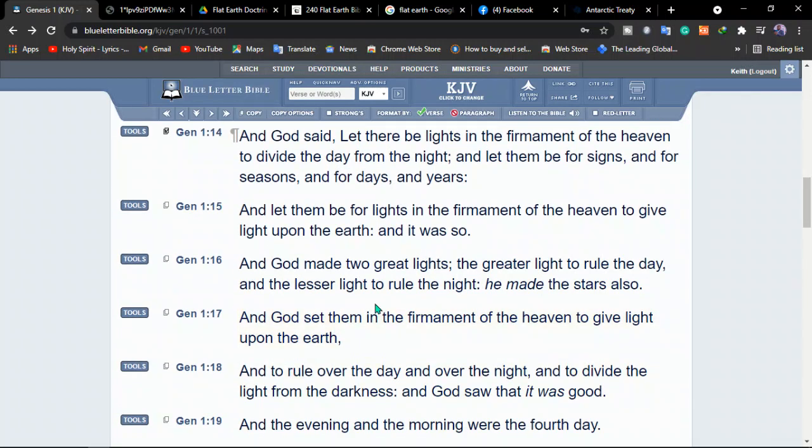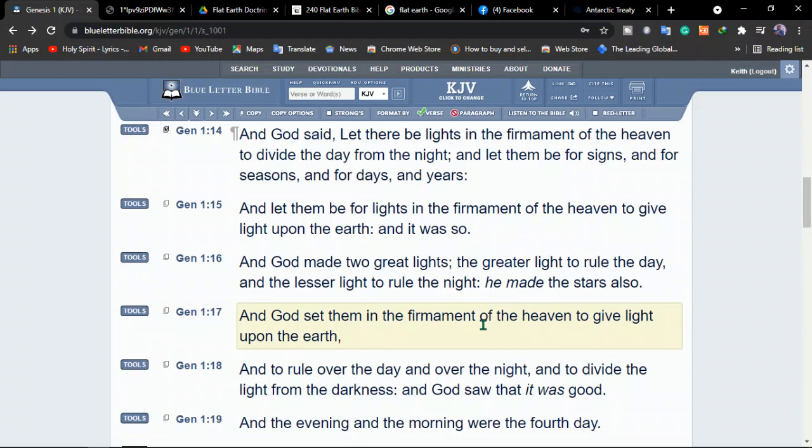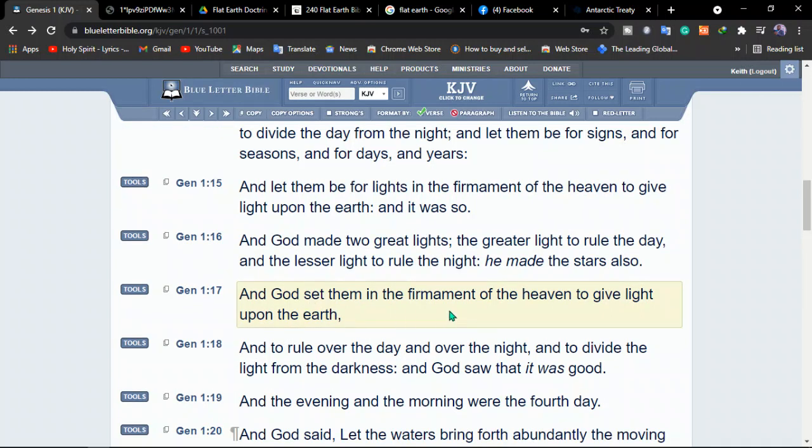And God made two great lights, the greater light to rule the day and the lesser light to rule the night. He made the stars also. You see, two great lights, the sun and the moon. The sun to rule the day and the moon to rule the night. And he made the stars also. It's like God is saying, I'm just throwing the stars there also to beautify the place. And God set them in the firmament of the heaven to give light upon the earth. Where did God set all those lights?